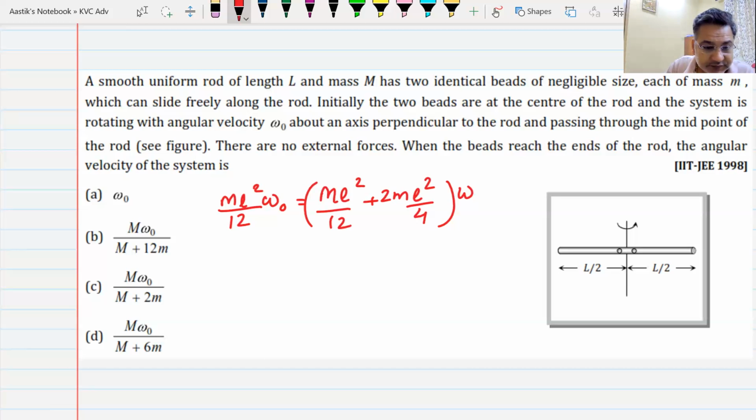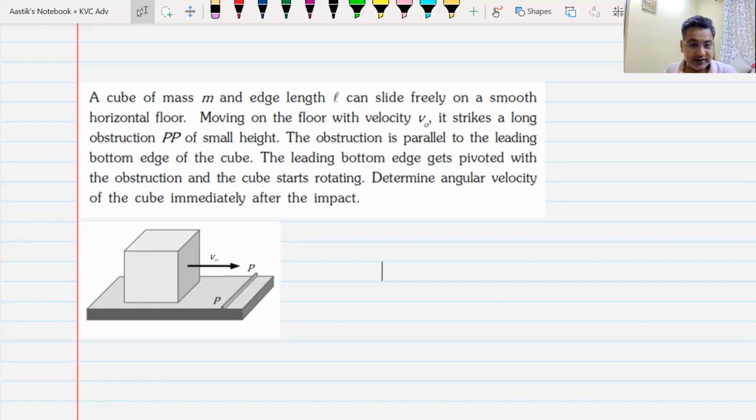This is the problem. A cube of mass m and edge length L can slide freely on a smooth horizontal floor. Moving on the floor with a velocity v0, it strikes a long obstruction pp of small height. The obstruction is parallel to the leading edge of the cube. The leading edge gets pivoted with the obstruction and the cube starts to rotate. Determine the angular velocity of the cube as soon as the impact. After the impact, you have to find the angular velocity of the cube.